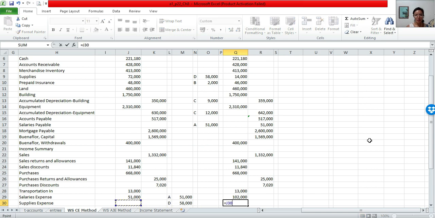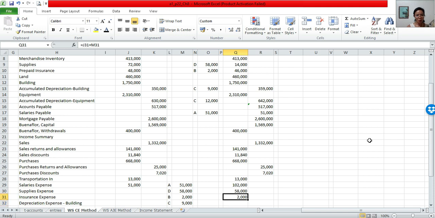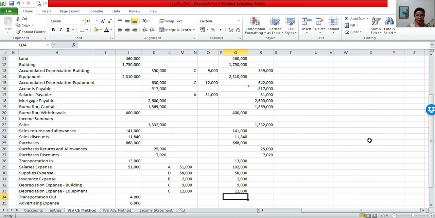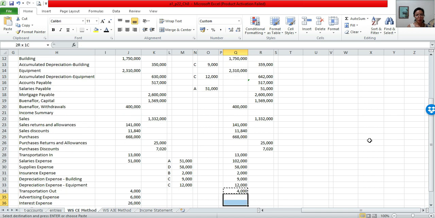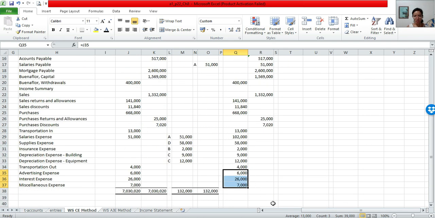Supplies expense, 0 beginning balance plus the debit side of 58. Insurance expense, 0 beginning balance plus the debit side of 2,000. Same is true with depreciation, the two depreciation expense accounts that we have. Transportation out is extended to the debit side. Same is true as well with advertising, interest expense, and miscellaneous expense. Okay, so we have just completed our adjusted trial balance, and so therefore let us take a look if this indeed is in balance. All right, there we go.